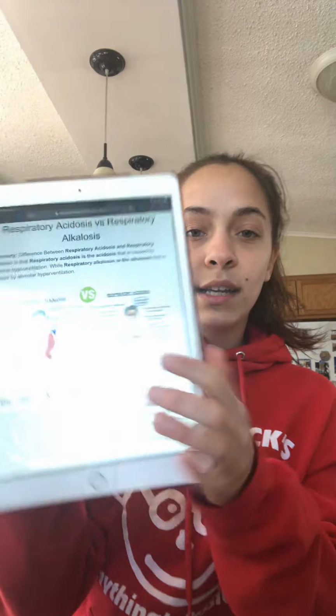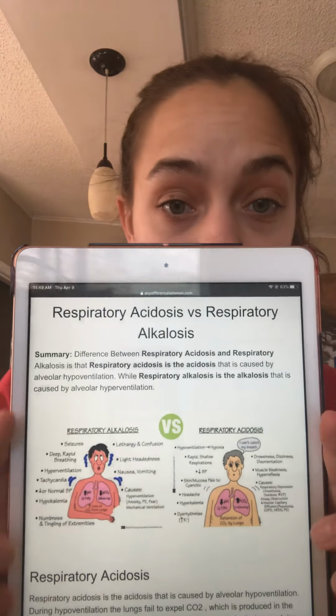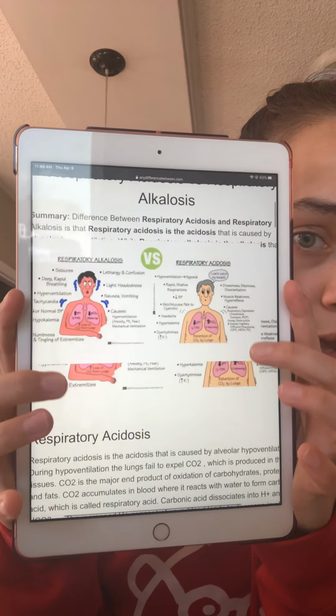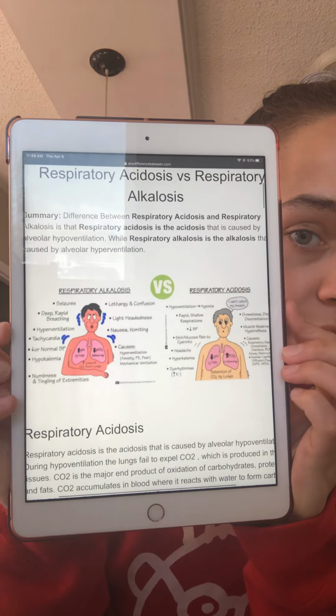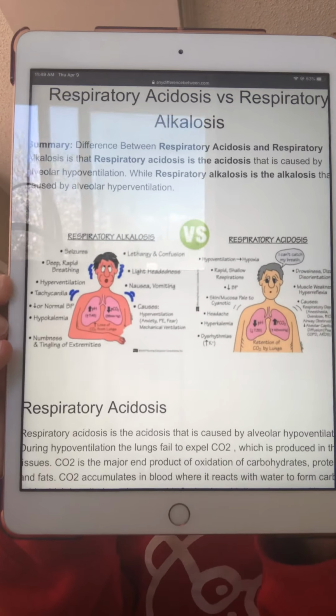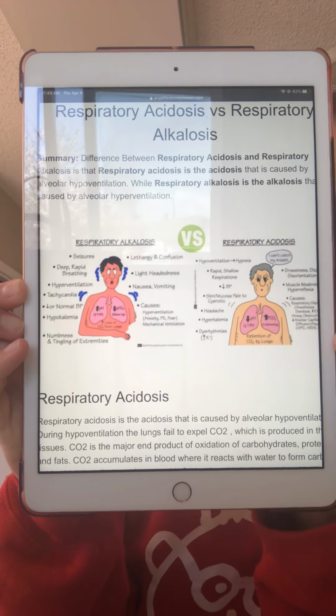I have this chart right here. This is really nice. We learned from this in school as well: the signs and symptoms and the different telltale signs for a patient that has respiratory alkalosis versus acidosis. Seizures are common with alkalosis, as well as mechanical ventilation of these patients. It's the number one thing they're usually going to do if the patient is not able to catch their breath.